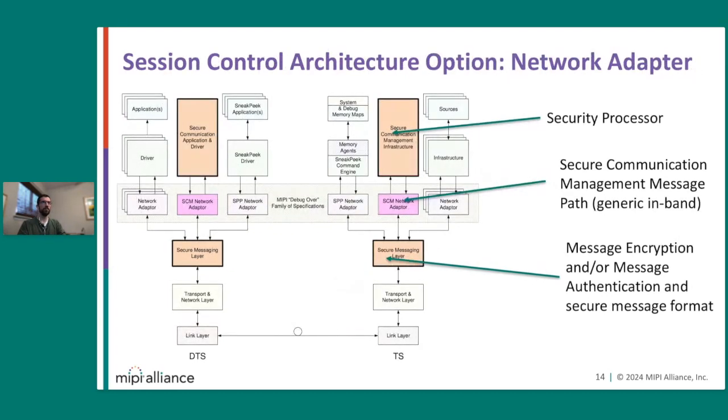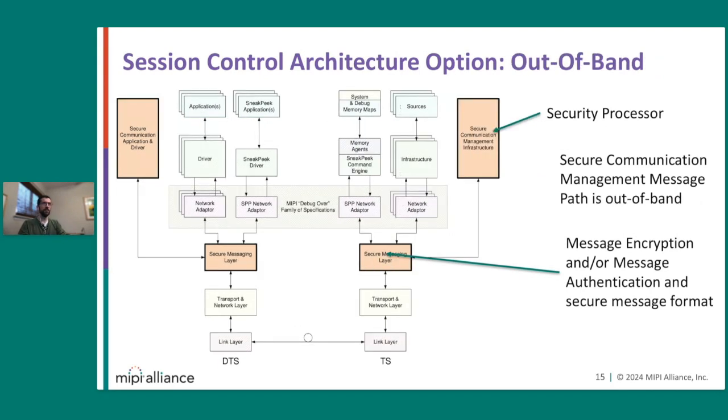Another option is using a network adapter, which is also in band but is more generic. Again, we have our security processor, which is our secure communication management infrastructure. Instead of using SneakPeek packets, we can use a secure communication management network adapter to establish the session and control the secure session. And our secure message layer remains the same.